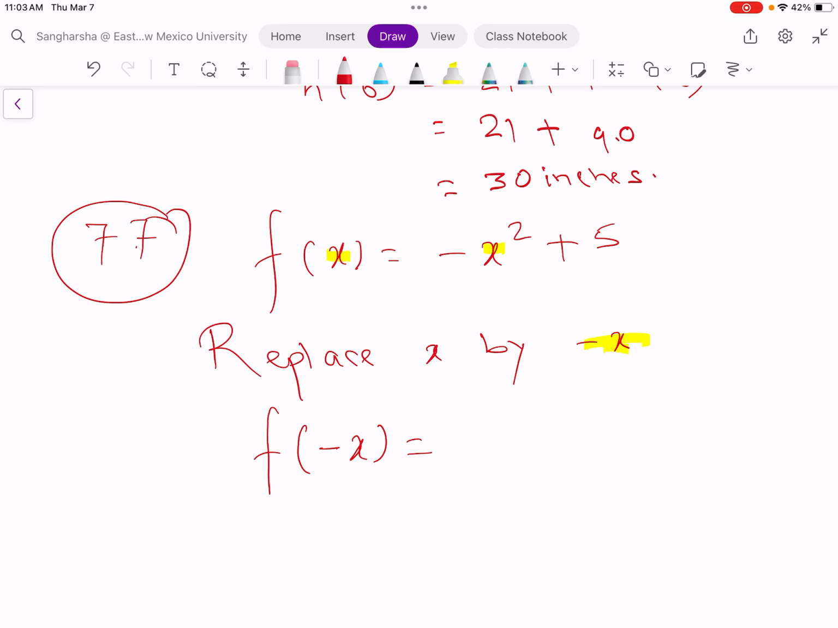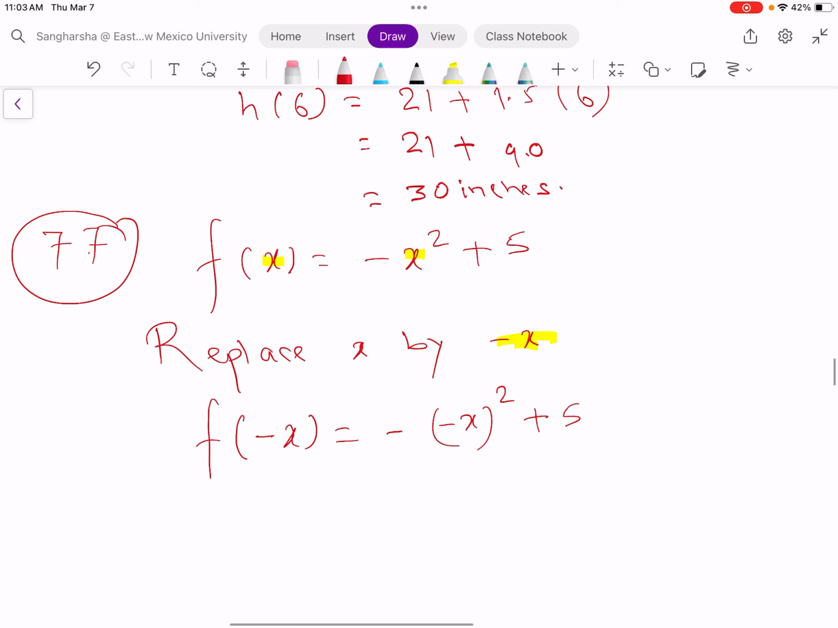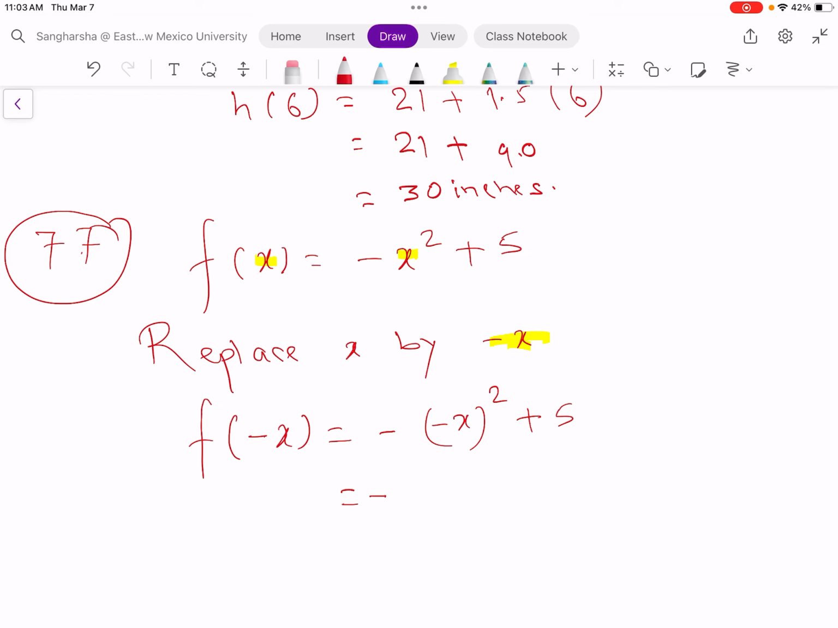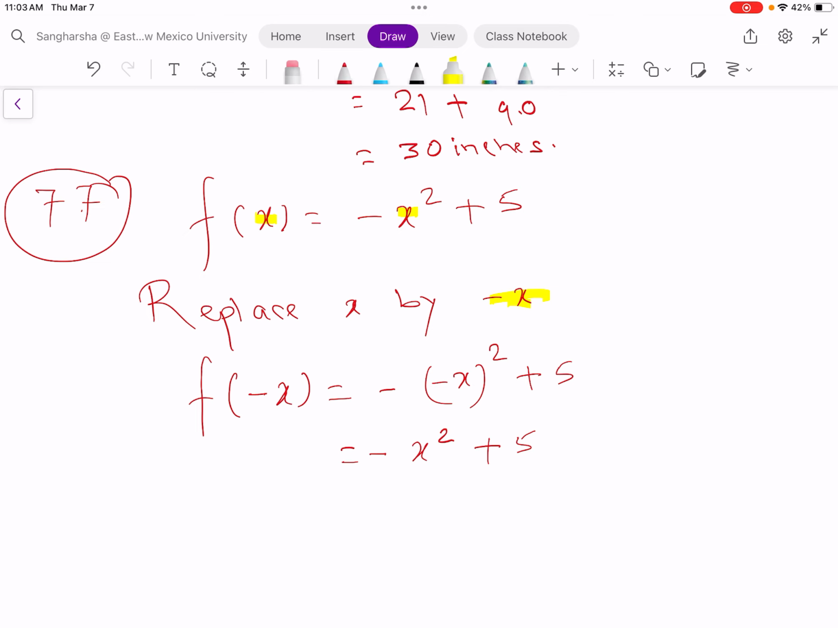Equals, we have negative, and for x we have negative x squared, plus 5. So you replace x of your function by negative x, and we have negative, and the square of negative x is positive x squared, plus 5. Now this is the result after replacing x of the function, and this is the same as our f of x, right? So we can write this as f of x.